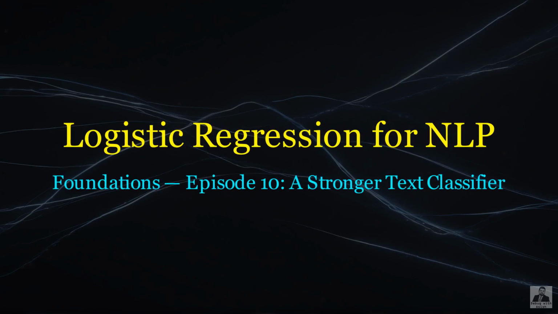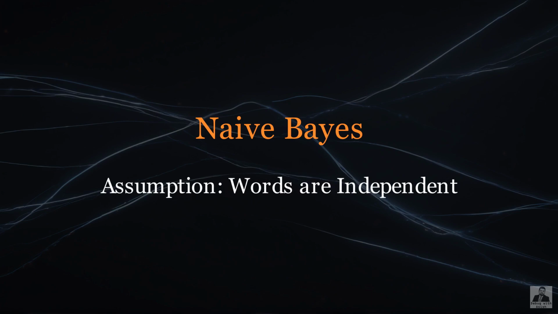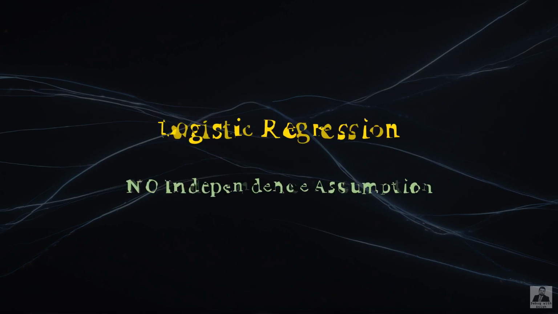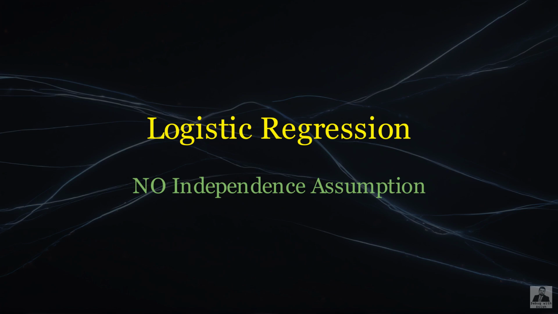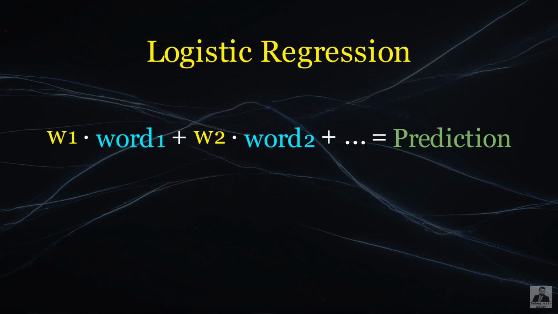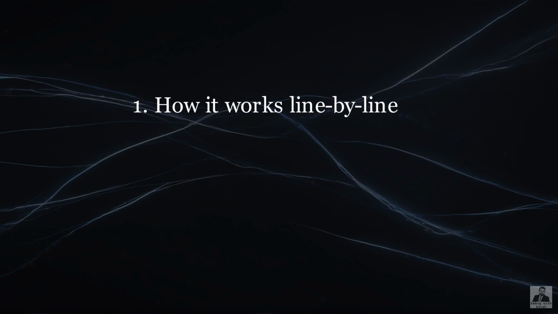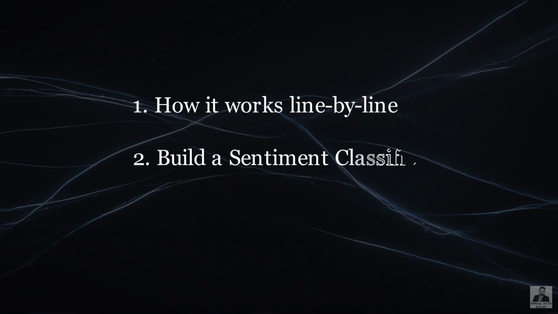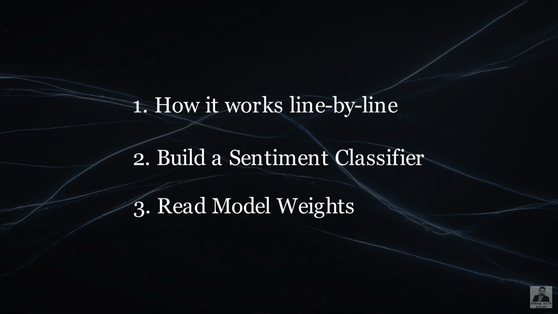Naive Bayes is fast, but it makes a strong assumption that words are independent. Logistic regression makes no such assumption. It learns a weight for every word in your vocabulary and combines them to make a prediction. In this episode, we go line by line through how it works, how to build a sentiment classifier, and how to read what the model has actually learned.